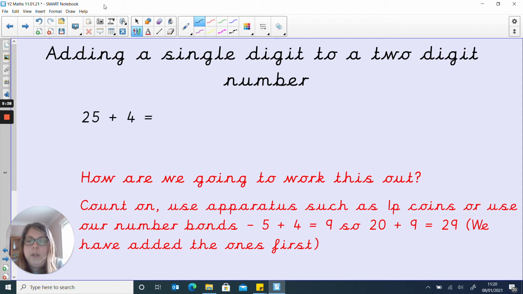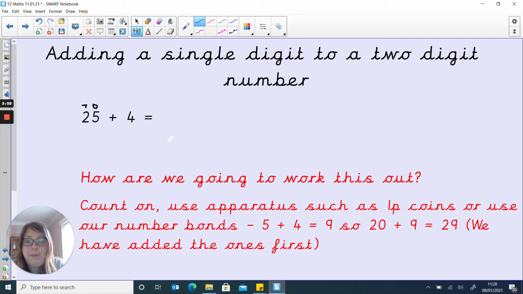So now we're going to have a look at adding a single digit to a 2-digit number. So this time we've got our tens and our ones, okay? So we've got 25 add 4. So we don't need to worry about the 20 because we're only adding on the ones. So our tens number, if we do tens and ones like that, isn't going to change. It's just our ones number.